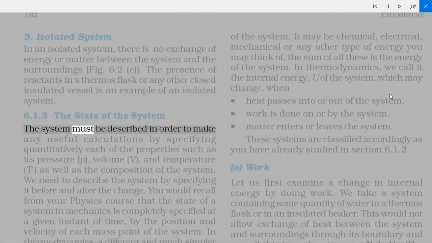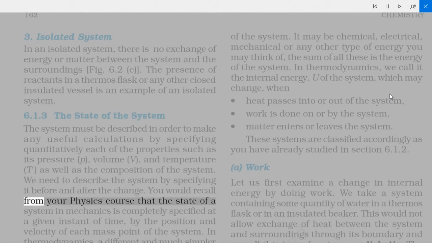The state of the system. The system must be described in order to make any useful calculations by specifying quantitatively each of the properties such as its pressure, P, volume, V, and temperature, T, as well as the composition of the system. We need to describe the system by specifying it before and after the change.